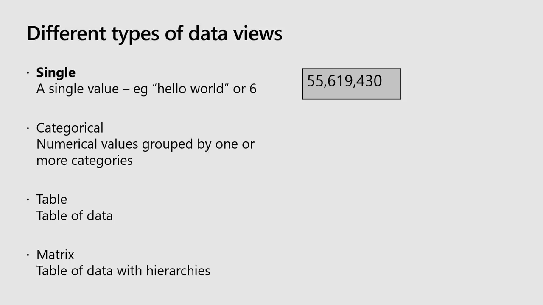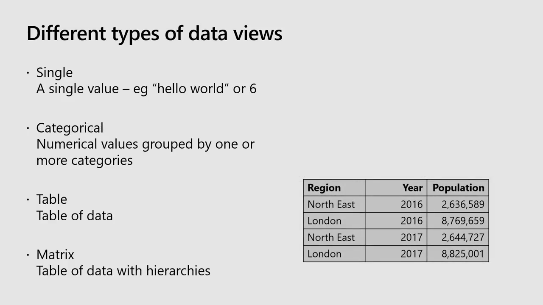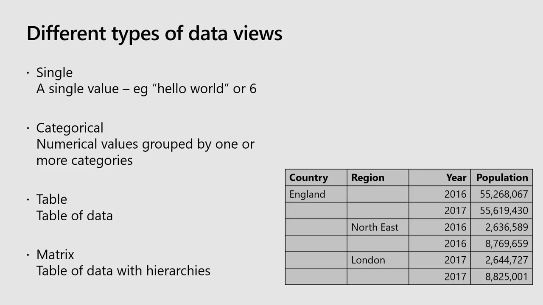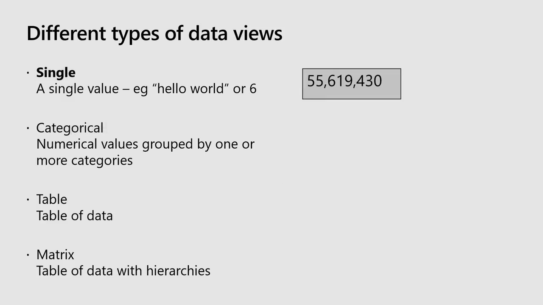There's single, which is literally just a single value, whether that's a piece of text or a number. There's categorical, which are numerical values which can be grouped up by one or more categories. There's just a flat table of data or a matrix. But in our case, all we need is a single value. We just want to know how many spaceships to plot on our visual. So we're going to use single.